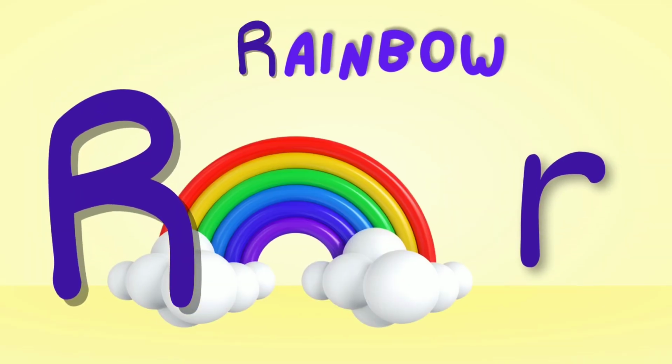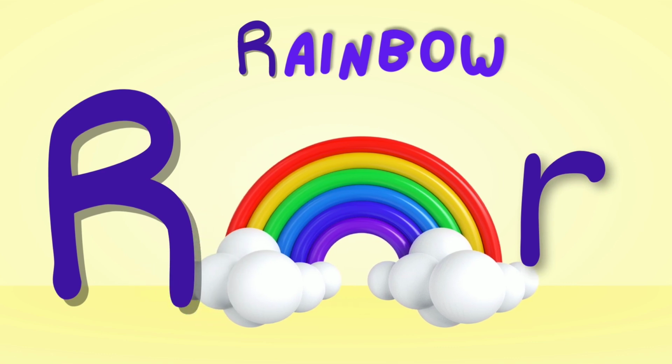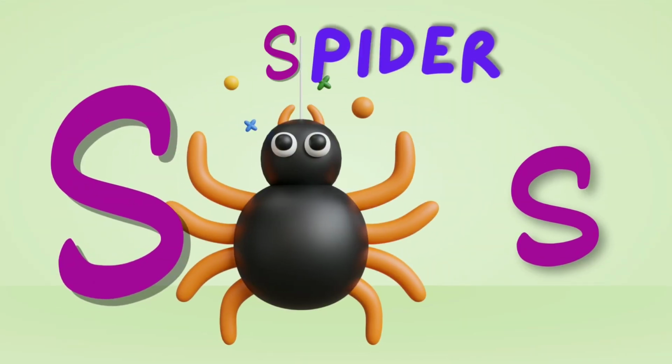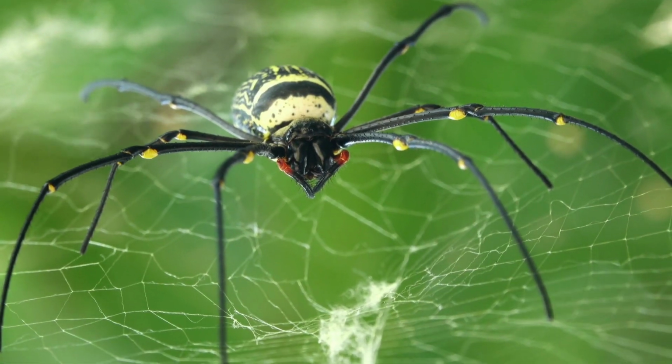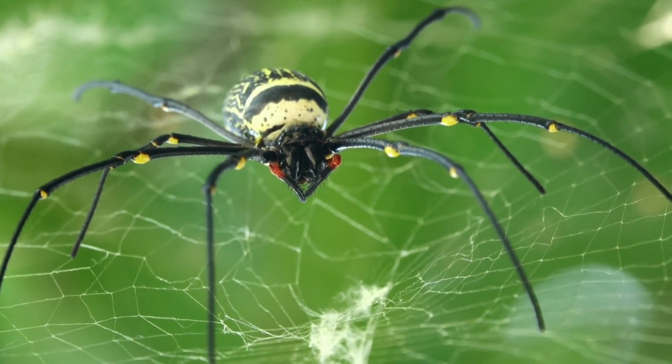R is for rainbow. This is a rainbow. S is for spider. This is a spider.